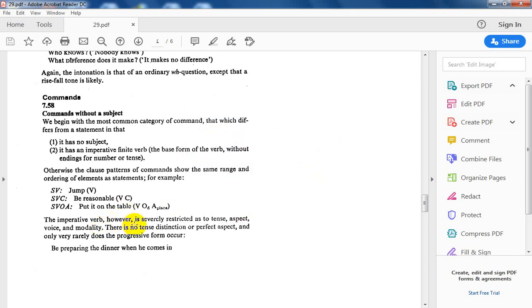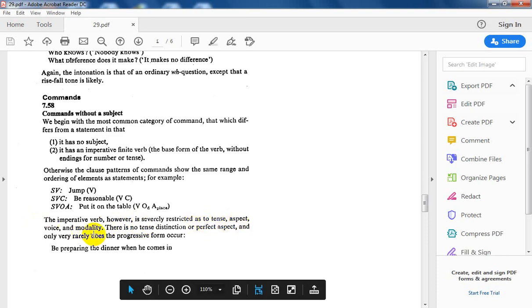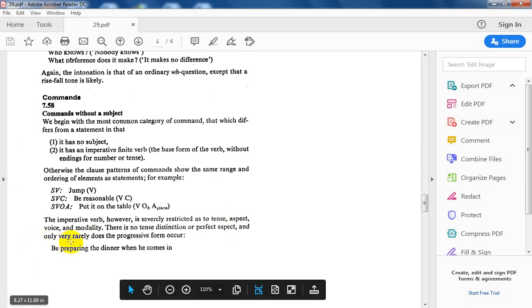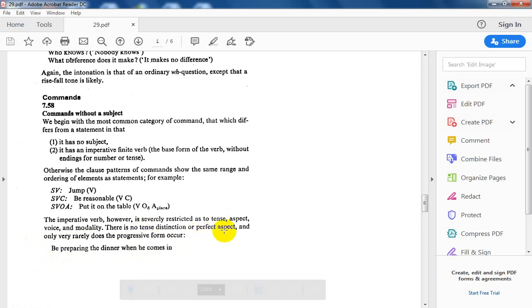The imperative verb, however, is severely restricted as to tense, aspect, voice, and modality. There is no tense distinction, of course, starting with the subject. No perfect or past. And only very rarely does the progressive form occur: "Be preparing the dinner when he comes in." Something very rare to have the progressive aspect. No tense distinction, no past or present or perfect aspect, no have and has.